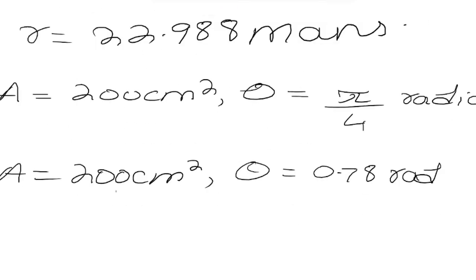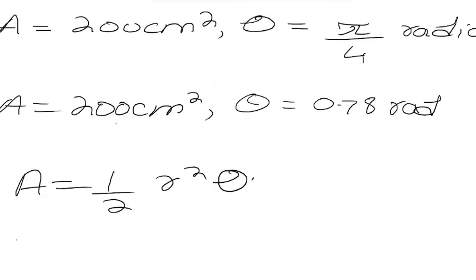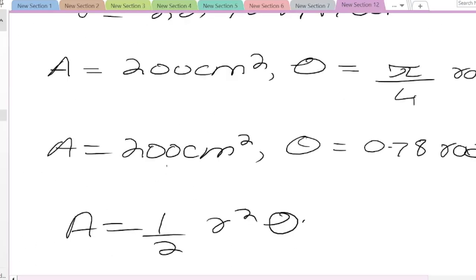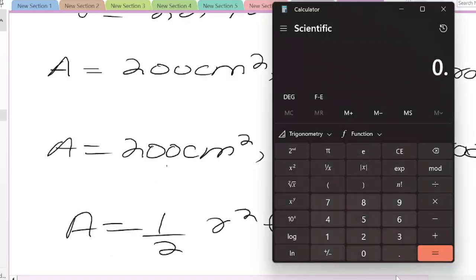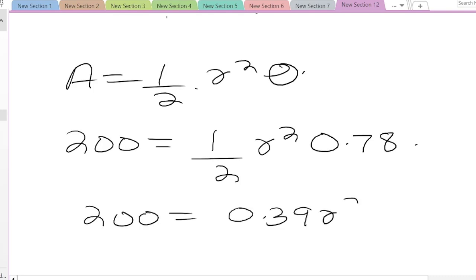So how can we solve this? The area is equal to 1 by 2 r square theta. So if we write the value of area, which is 200, this will be equal to 1 by 2, and what is the value of r? That is not given, so we can just write this as it is, and the theta is 0.78. Now this 0.78 will be divided by 2, so we get 0.39. So we're gonna write 200, which is equal to 0.39 r square.